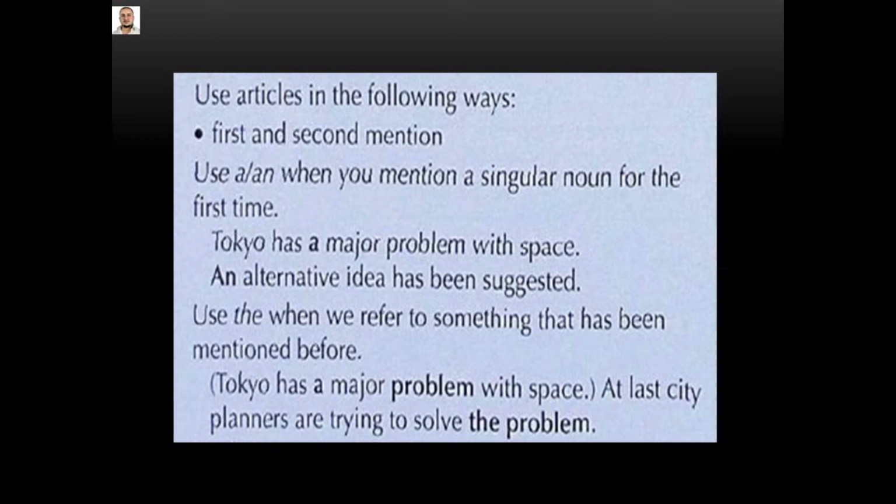Use the when we refer to something that has been mentioned before. For example, Tokyo has a major problem with space. At last, city planners are trying to solve the problem. It's after the first mentioning, second, third, fourth mentioning, or anything after the first mentioning. Why? Because it would be an obvious noun.